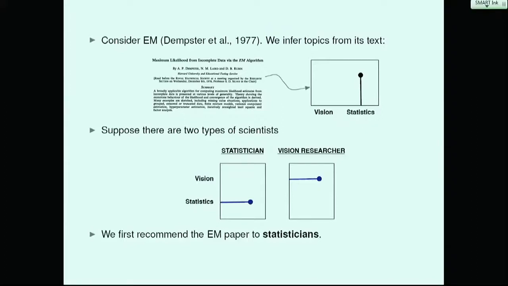We're going to look at that EM paper, and we're going to say, okay, it's 1977. I don't know anything about EM. It's about statistics. I looked at the words, and I see this is about statistics. Okay? There's 2 things in the world, so there's only 2 types of people, too. Statisticians and vision researchers. Okay, statisticians are interested in statistics, vision researchers are interested in vision. It's 1977, you would recommend the EM paper to the statisticians. Here's a paper, it's about statistics. Hey statisticians, go read this paper.